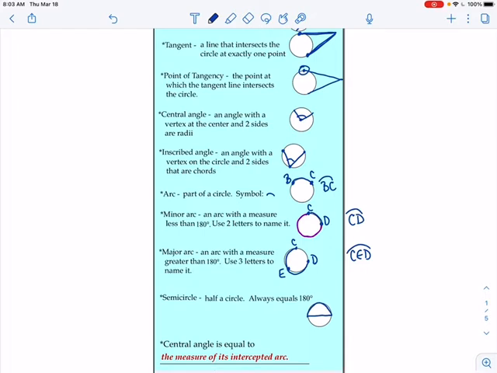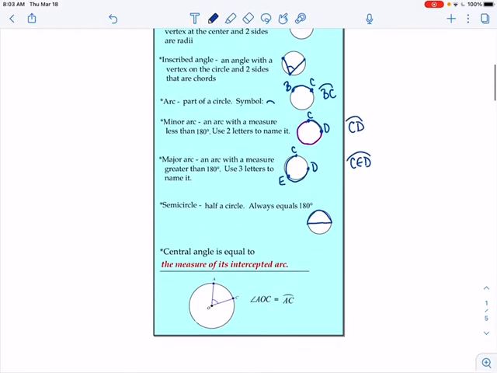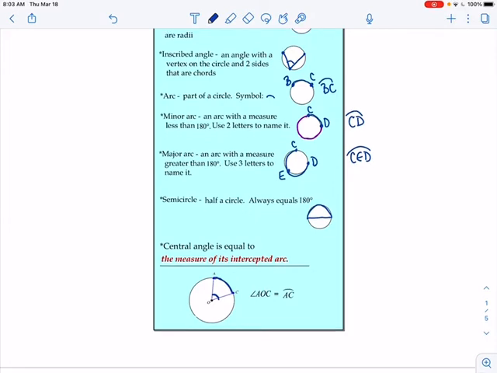Okay, and then the thing that's going to come into play for today is that the central angle is always going to be equal to the measure of its intercepted arc. So the measure of the central angle, angle AOC, which is highlighted here in blue, is going to be equal to the intercepted arc. So what does that mean? If I told you that the measure of angle AOC was 30, that means the measure of that arc AC is also going to be 30.